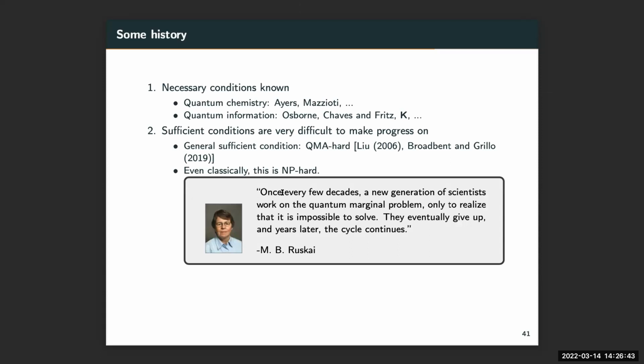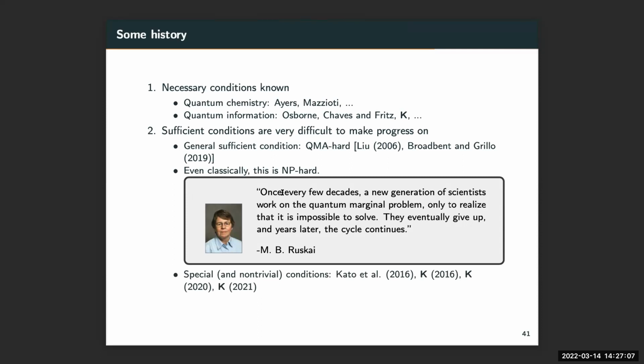In fact, the general version of this problem is QMA hard. What that means is that it's basically a quantum version of NP, so much harder. And yes, it's sort of a joke, but it's a true story. A senior mathematical physicist once told me that basically people disappear after working on this problem, and they make the same mistake.